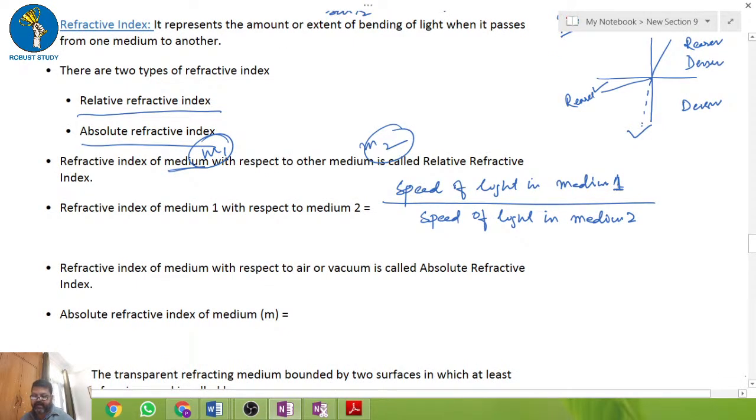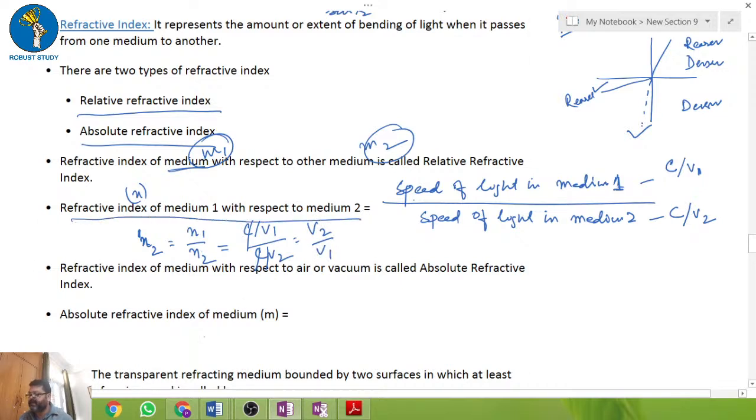If I write the refractive index of medium 1 with respect to medium 2, and the refractive index is indicated by n, then n1 by n2. The speed of light in medium 1 is the velocity of light c upon v1, and the velocity of light in medium 2 is c upon v2. So we say n1 by n2 is equal to c by v1 upon c by v2. So c cancels, and we get v2 upon v1. So refractive index is the measurement of bending of light between two mediums.